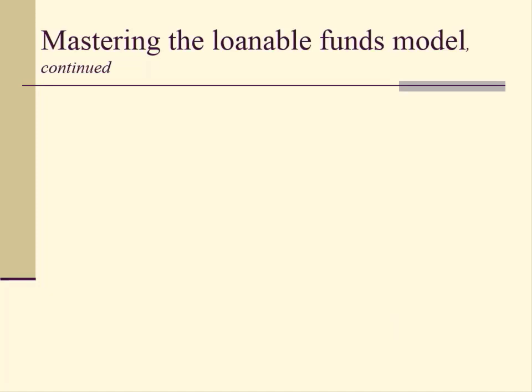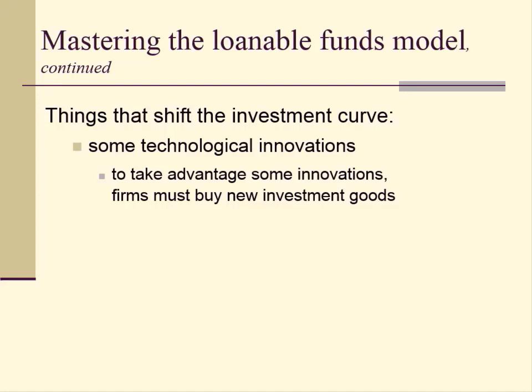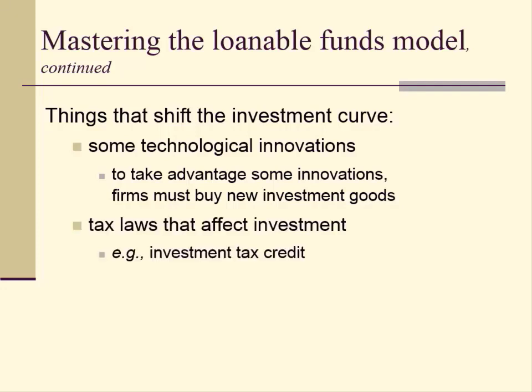Now let's look at the things that shift the investment curve. 1. Some technological innovations. To take advantage of some innovations, firms must buy new investment goods. Therefore, it will stimulate investment and shift the investment curve to the right. Second is tax laws that affect investment, for example, investment tax credit. This will also increase investment, so shift the investment curve to the right.